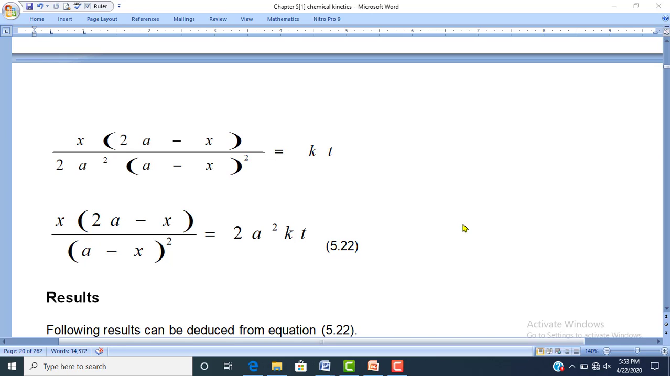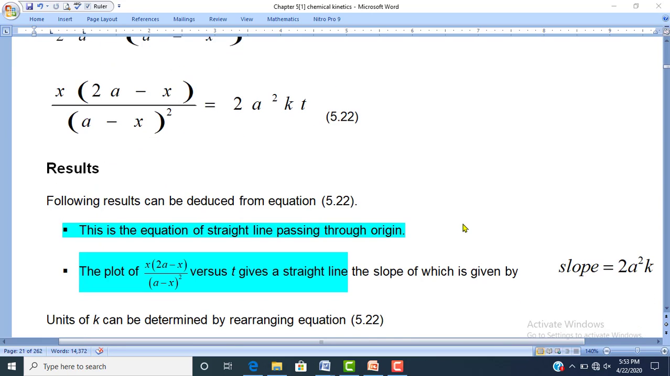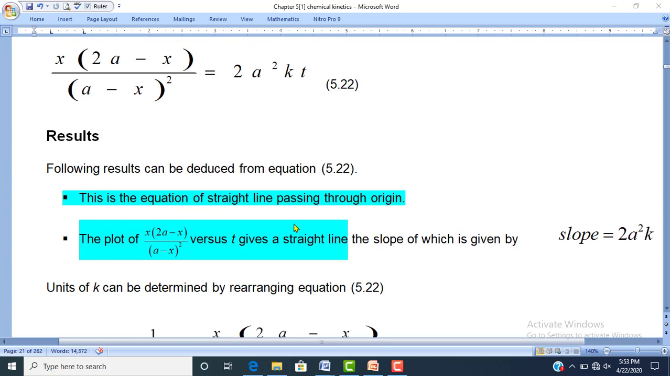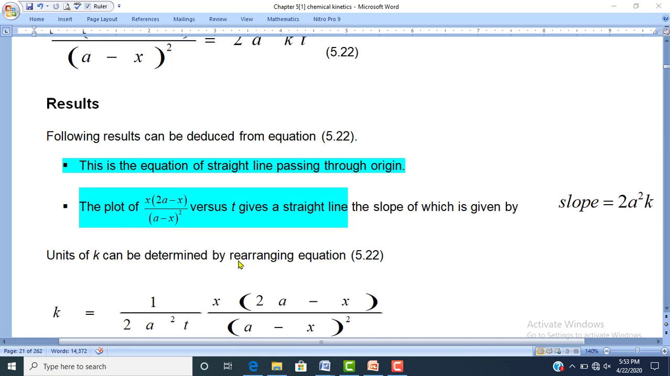Dear students, from this equation 5.22, we can obtain the following results. Number 1, this is the equation of a straight line passing through the origin. Secondly, the plot of x into (2a minus x) over (a minus x) square versus time will give you a straight line, and the slope of the straight line will be equal to 2a square into k.